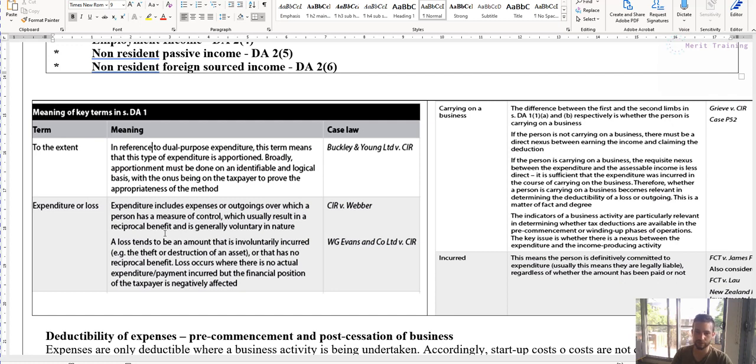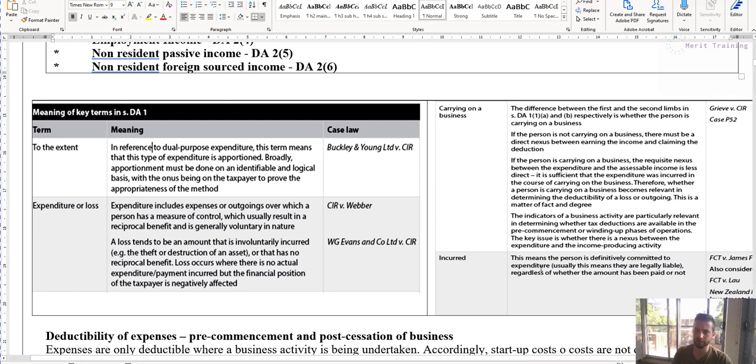And similar to expenditure or loss, fairly self-explanatory in terms of what that means, but of course with tax, everything has a definition or a specific deep dive. So it's basically any outgoings which a person has a measure of control over, usually results in a reciprocal benefit, and is generally voluntary in nature. A loss tends to be an amount that is involuntarily incurred, e.g. the theft or destruction of an asset, or has no reciprocal benefit.